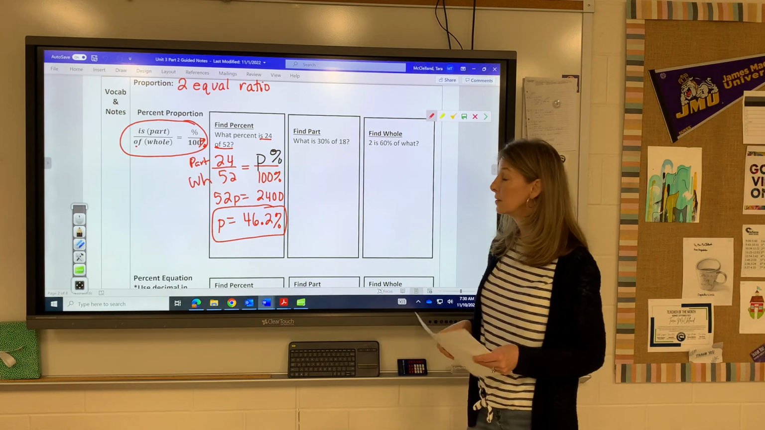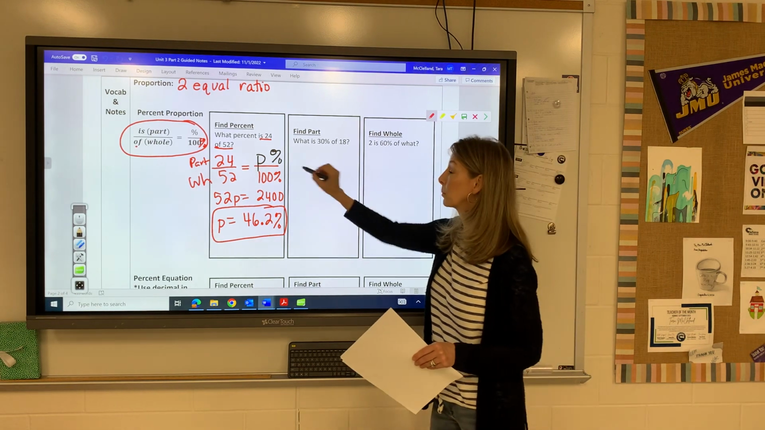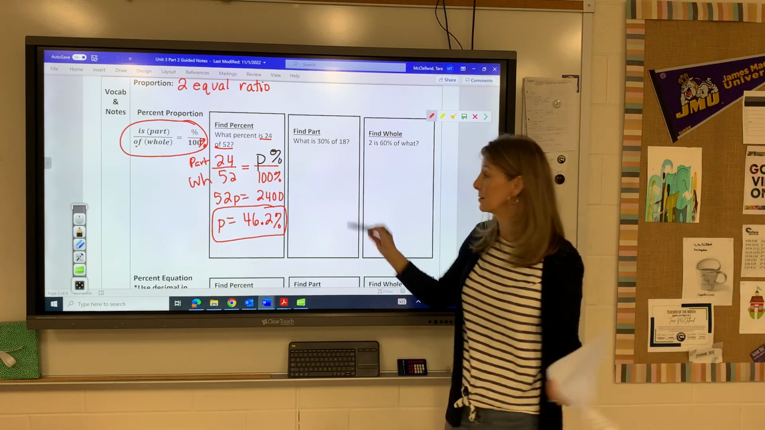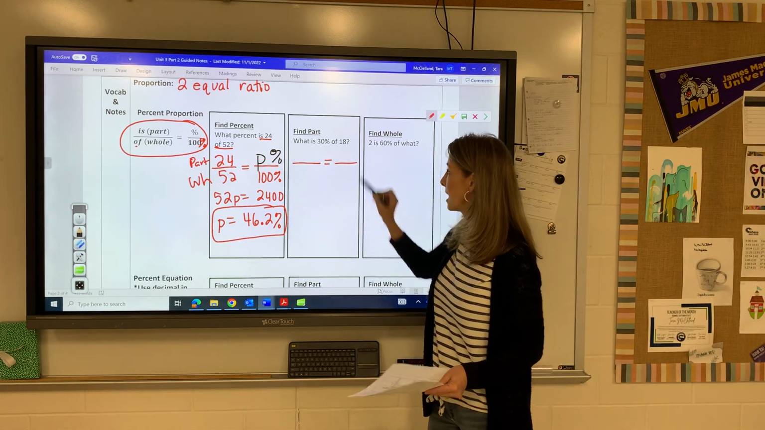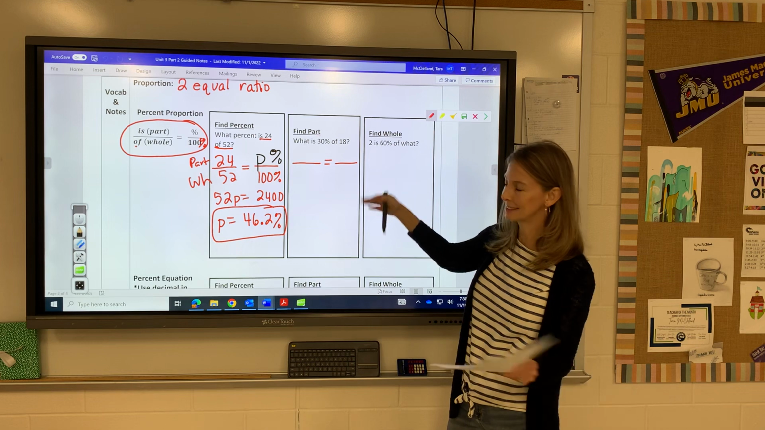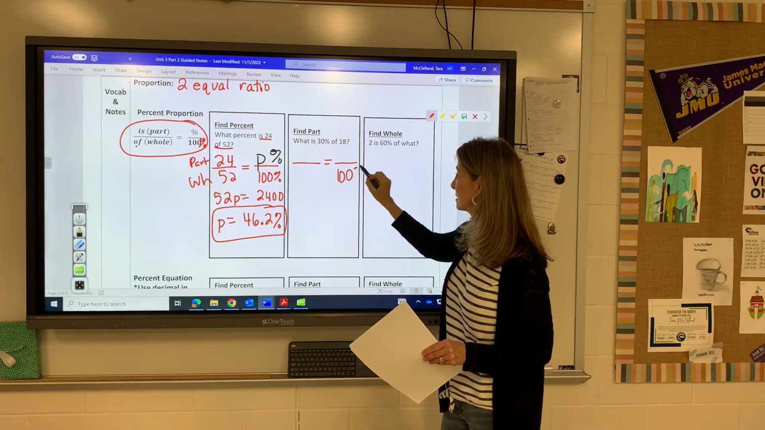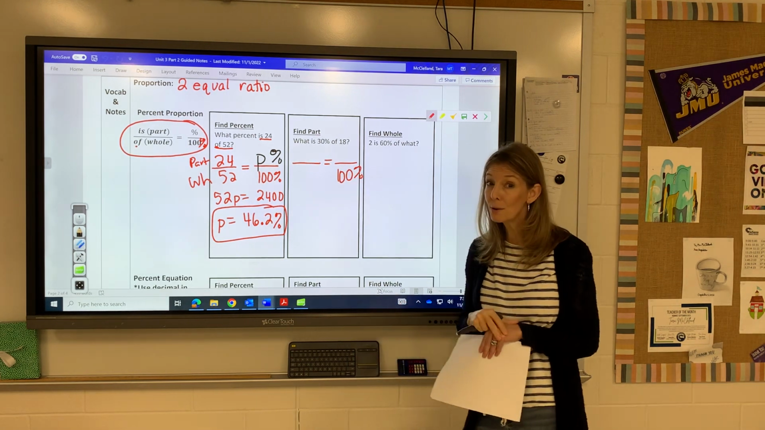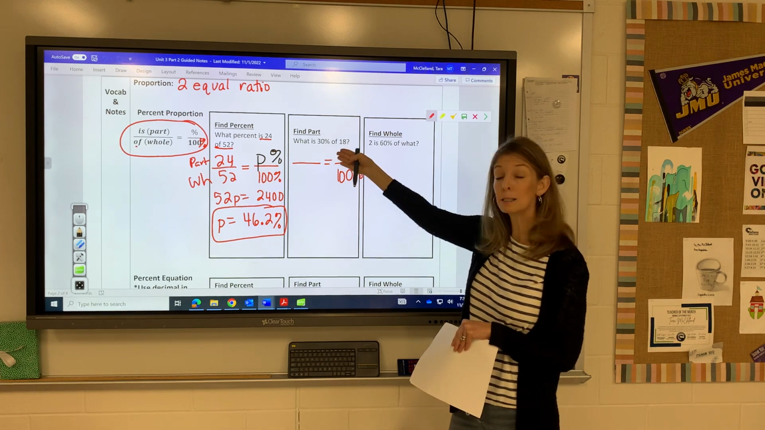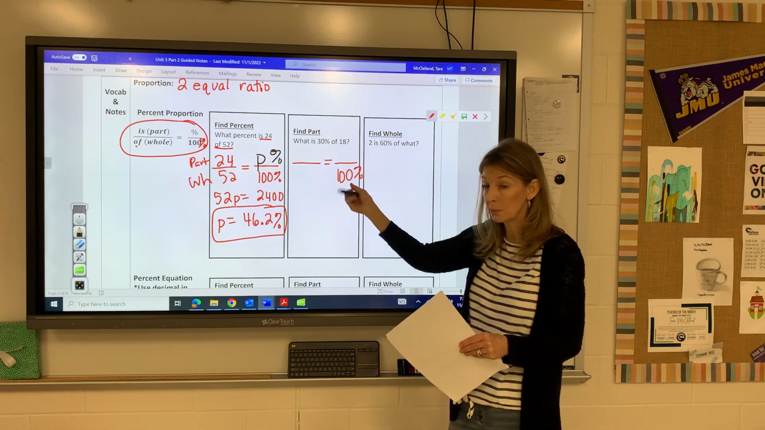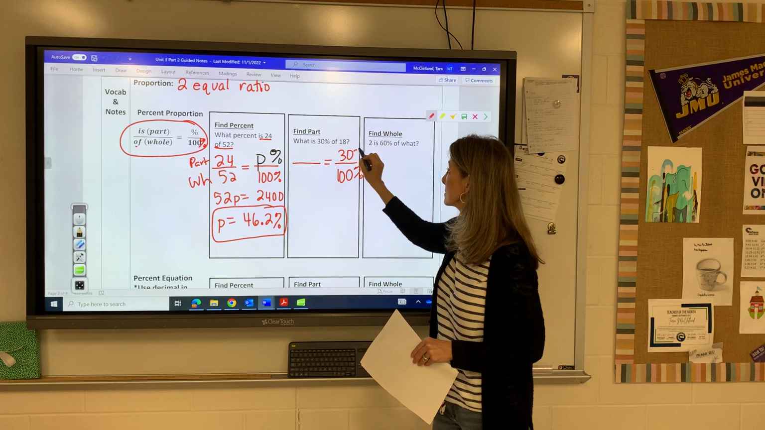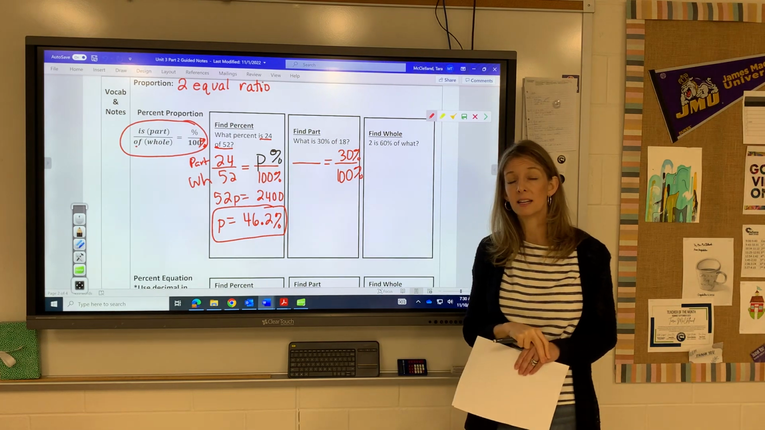All right, moving on. Now we're looking for the part, but we're still setting it up the same way. That's the beauty of this. Line equals line. What goes down here? You guessed it, 100%. Ask yourself, do you know the other percent? Well, in this particular problem we do. It's 30%. The other number I have in here is 18.